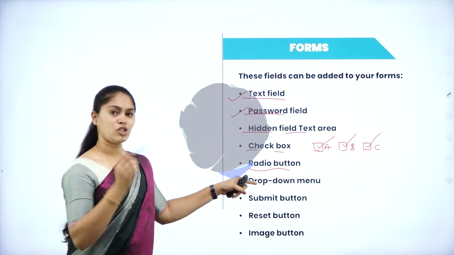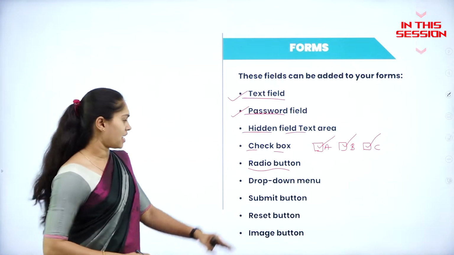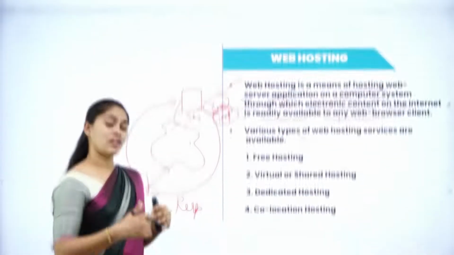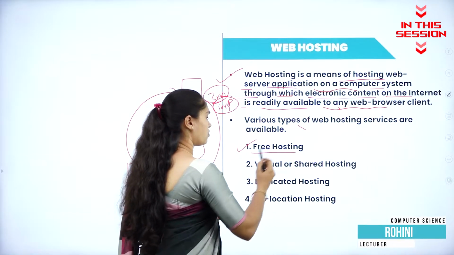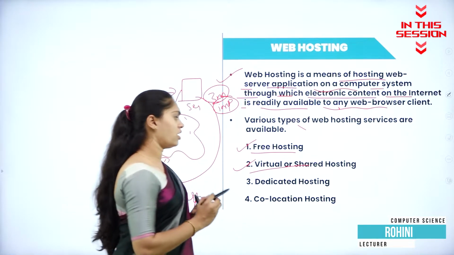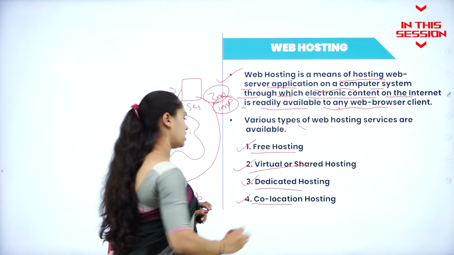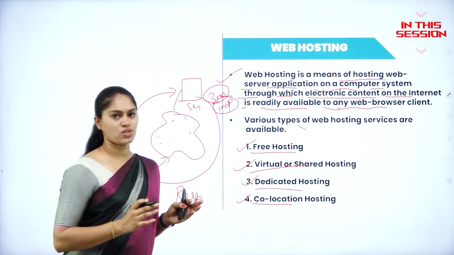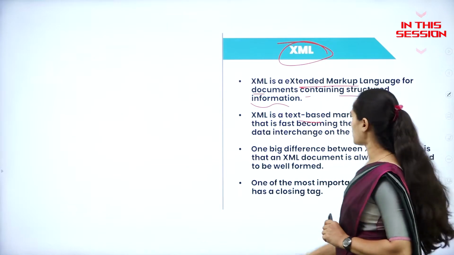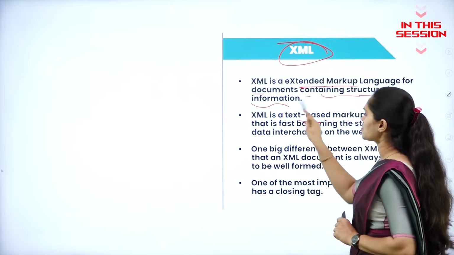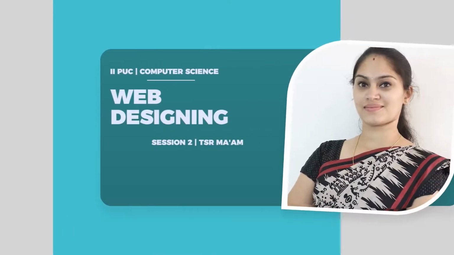If I wanted to select only one option among the group of possibilities, then I have to go with this radio button. What are the web hosting services we have? So it includes 4 types. One is free hosting, and we have a virtual or shared hosting, and also we have a dedicated hosting, and another one is colocation hosting. When the web page or the document has a well structured or contains structured information, then we are going to have this XML.